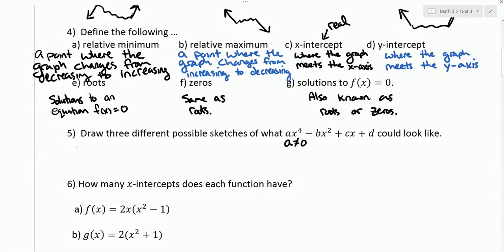So if a is positive, we have the left and the right end pointing up, and then what happens in the middle, we have a little bit of freedom to work with. So it could look like a parabola. Even though it's 4th degree, it's possible that it can look that way. It could also be pointed up.